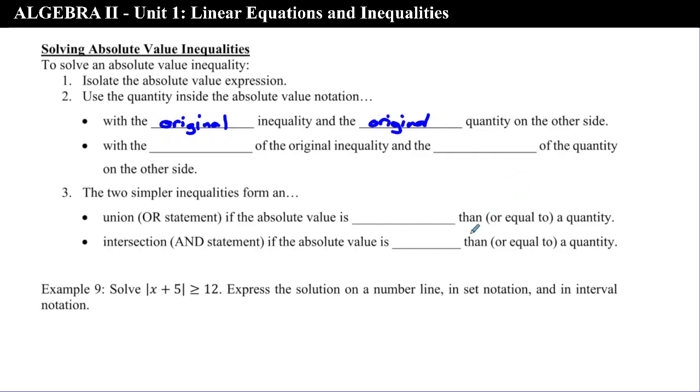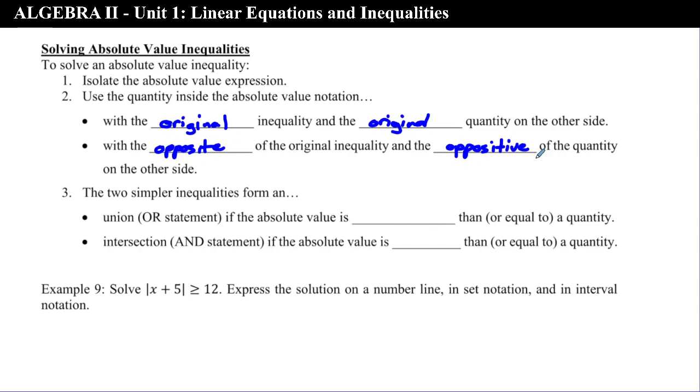Okay, so essentially you're going to take the inequality that's presented and you're just going to rewrite it without the absolute value symbol. That's all this step is. Now the other one, you're going to have to take the opposite of the original inequality. So if it's greater than, it becomes less than. If it's greater than or equal to, it becomes less than or equal to, and vice versa. And you have to take the opposite of the quantity on the other side. So if it's positive, it becomes negative. If it's negative, it becomes positive.